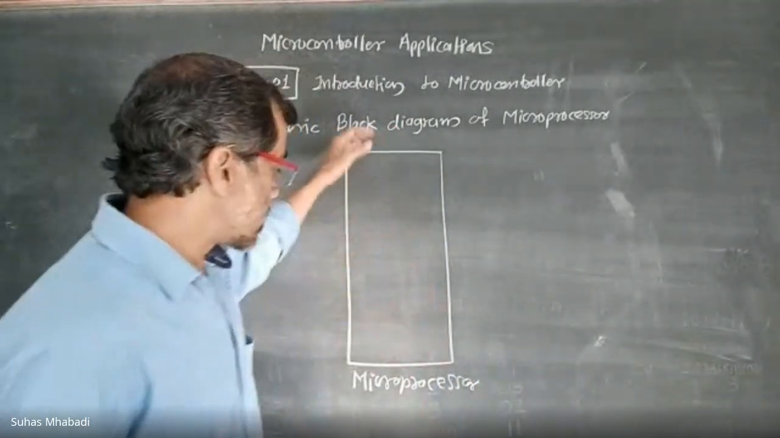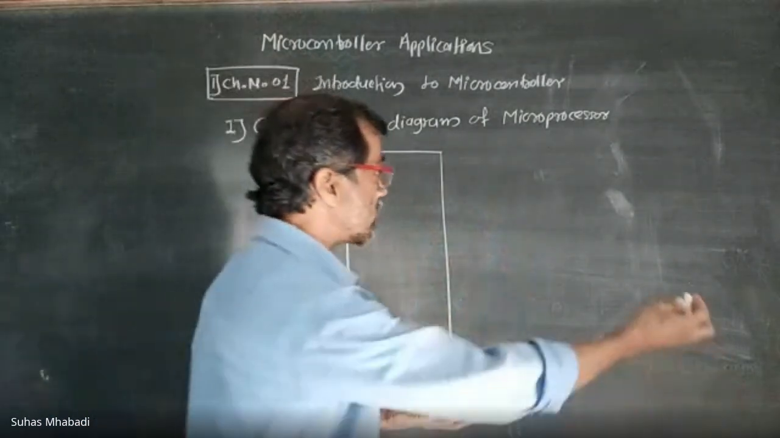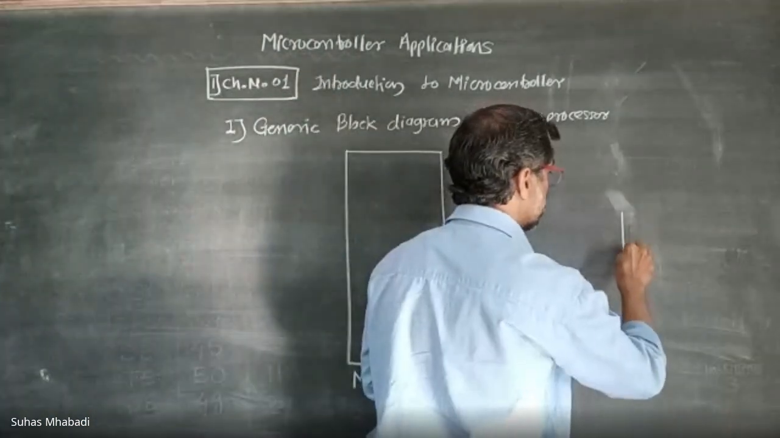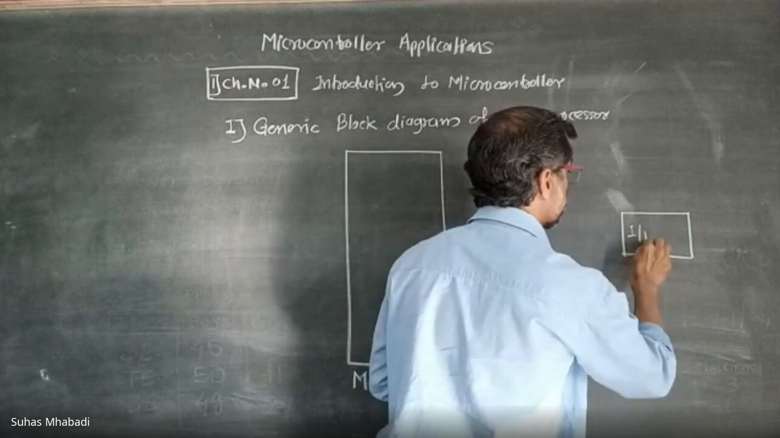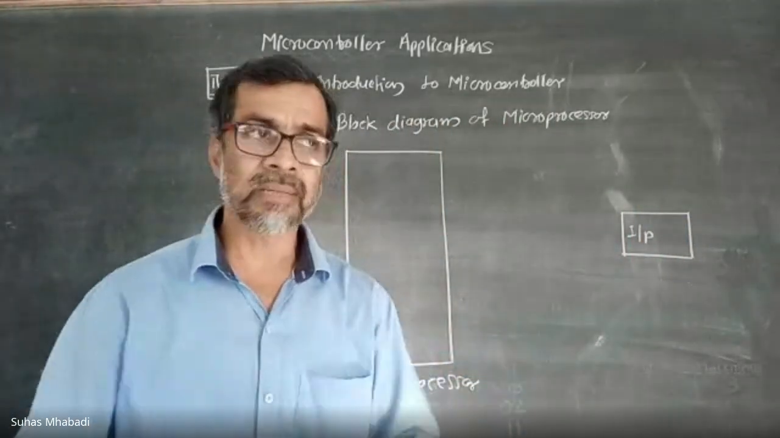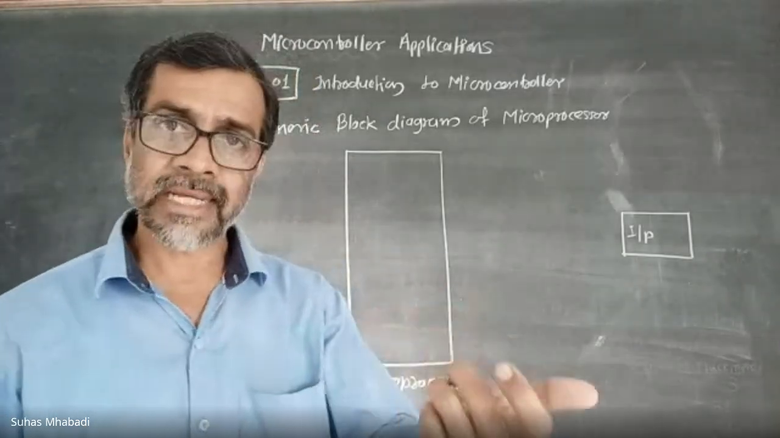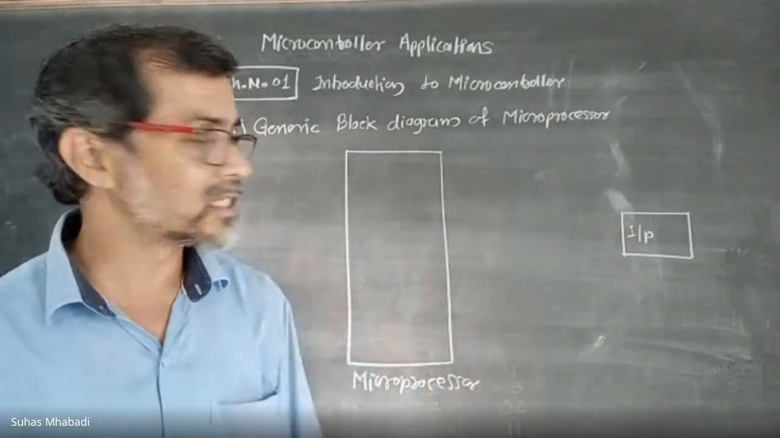So, this is an IC called microprocessor. It has to communicate with input devices. Let me draw it as a block. So, this is a block to represent input devices like switches, keyboards, matrix keyboard, hexadecimal keyboard, and different keyboards. Joystick is one more input device.